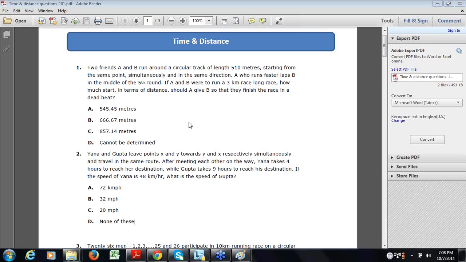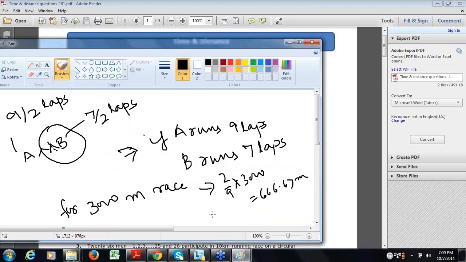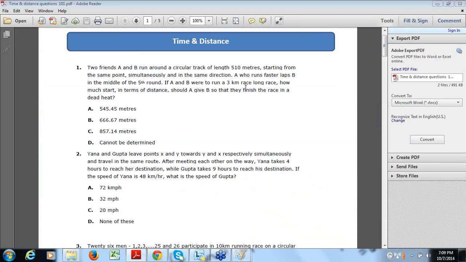So question number 1, what does it say? Two friends A and B run around a circular track of length 510 meters starting from the same point simultaneously and in the same direction. A, who runs faster, laps B in the middle of the fifth round. If A and B were to run a 3-kilometer race, how much start in terms of distance should A give B so that they finish the race in a dead heat? That means they finish the race in the same time.